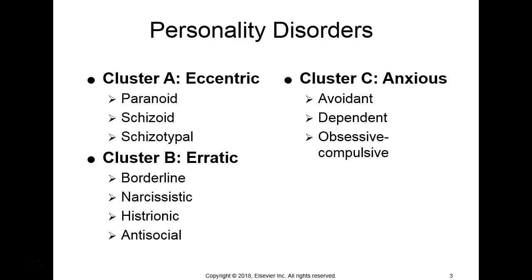So that's kind of why those 3 are clustered together. And then B is erratic, so they're highly emotional, and sometimes their behavior is very difficult, unpredictable, things like that. And then cluster C are more of the anxious personality disorders. So that's why they're clustered together like that. You do not need to memorize the fact that they are in clusters, or you don't need to know what cluster A, B, and C are.